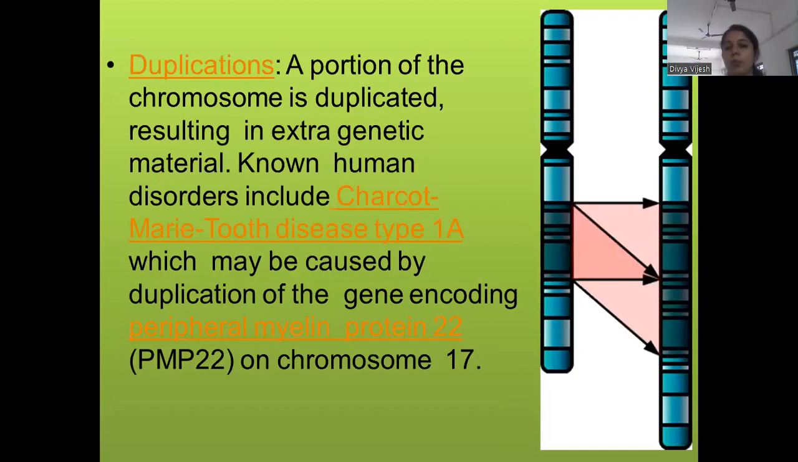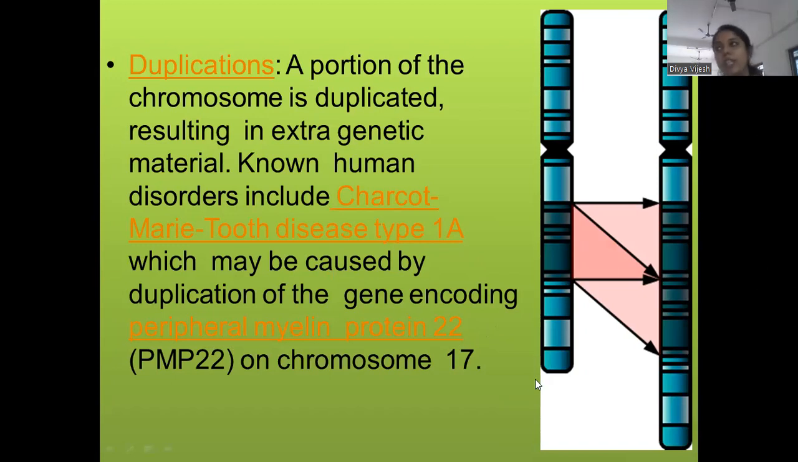Coming to duplication, a portion of the chromosome is duplicated, giving extra genetic material. An example is Charcot-Marie-Tooth disease type 1A, which may be caused by duplication of the gene coding peripheral myelin protein 22 on chromosome 17.